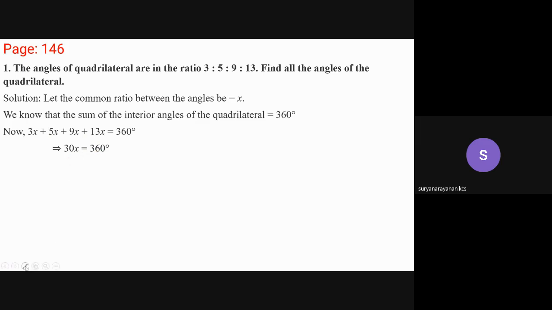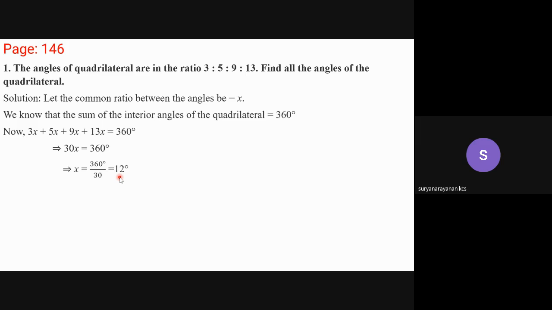Okay, right. What is the next step? This implies x is equal to 360 degrees by 30. That is equal to 12 degrees. All of you got 12 degrees for x. Have you all got x value 12? Yes, sir. Have you found the value of x by taking a pen and rough paper or simply watching the screen? You have to find the value of x by yourself.